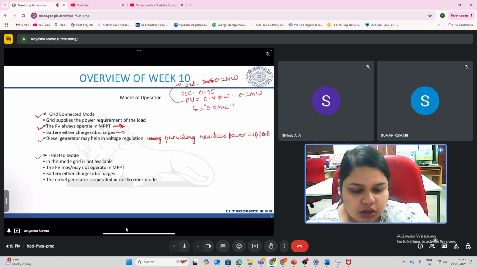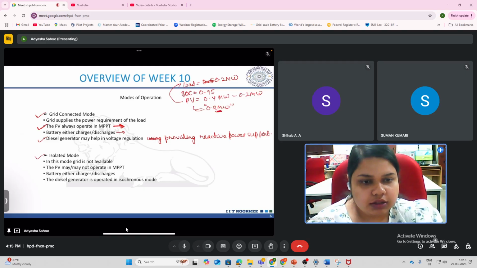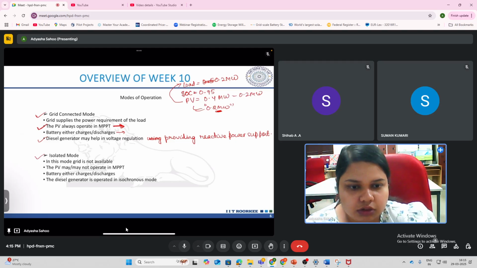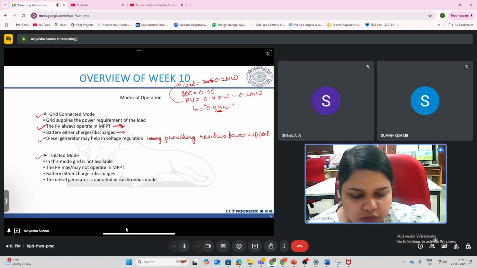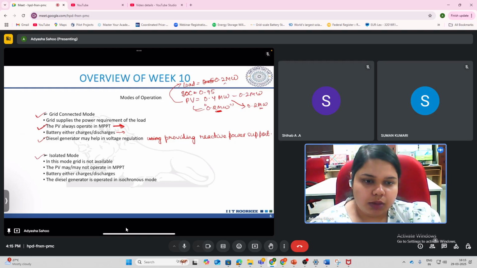Now, what option do you have? You have to charge the battery using this 0.2 megawatt of power. But since the battery SOC is already nearly fully charged, you cannot utilize this power, and you always need to ensure the power balance. That's why the PV has to operate at a point which is not the MPPT condition. That means the PV has to inject only 0.2 megawatt of power, which can be used only to satisfy the load, since you do not have the battery capacity.